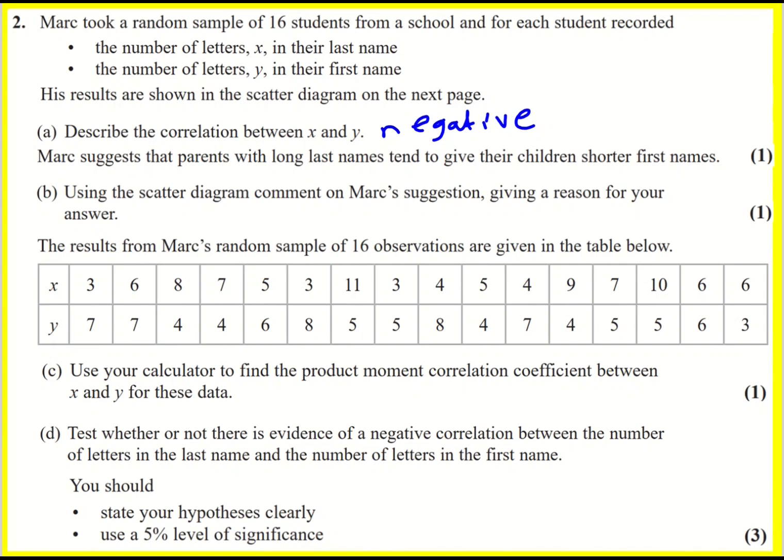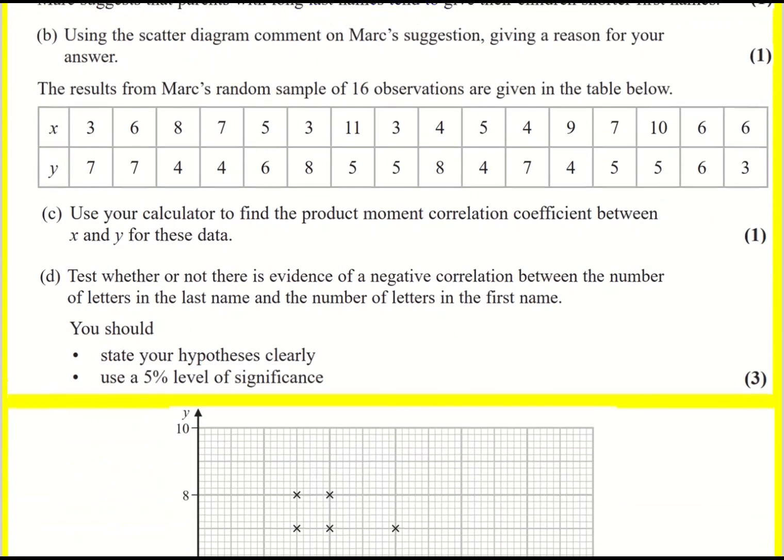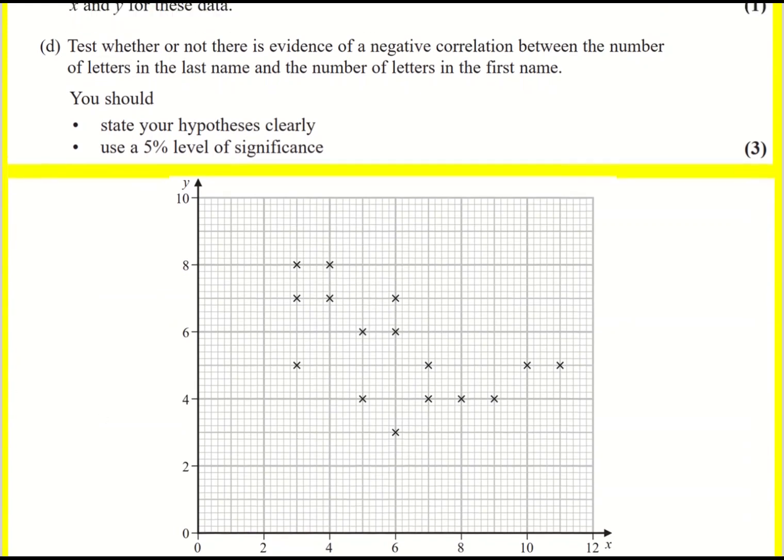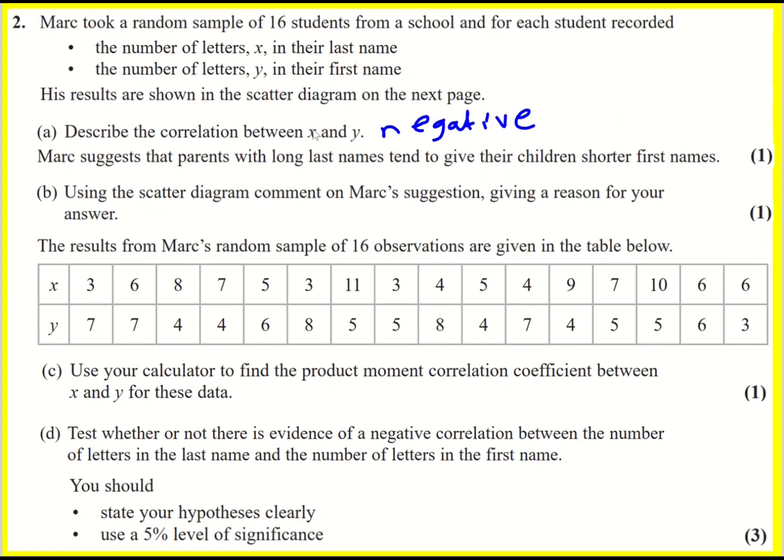Mark suggests that parents with long last names tend to give their children shorter first names. Using the scatter diagram, comment on Mark's suggestion, give a reason for your answer. Remember, a negative correlation means as one increases, the other decreases. So, yeah, as X increases, Y is decreasing overall. So there is evidence for this.